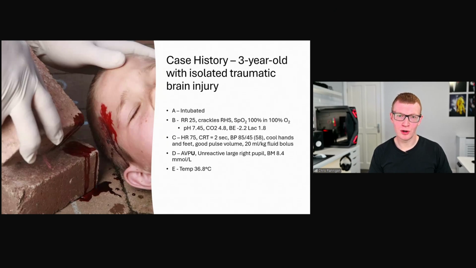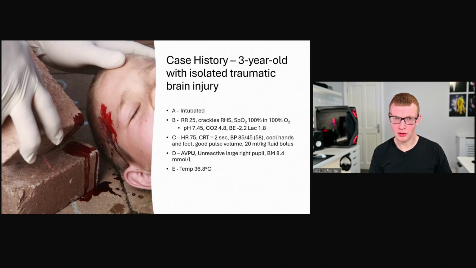Okay, case number 4. So this time we've got a 3-year-old with an isolated traumatic brain injury. There is some bleeding in the brain that the neurosurgeons need to evacuate urgently, and they've advised you to transfer this child without delay to the tertiary centre, straight to theatre, where they're waiting for this child. They're currently intubated. They've been ventilated at 25 breaths per minute and saturating nicely in 100% oxygen.